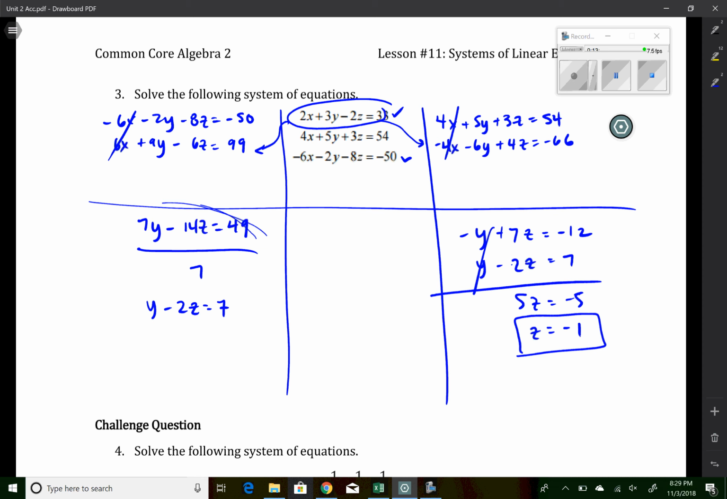So now I know z is negative 1. If I plug that in, I can say y minus 2 times negative 1 equals 7, or y equals 9 if you solve that.